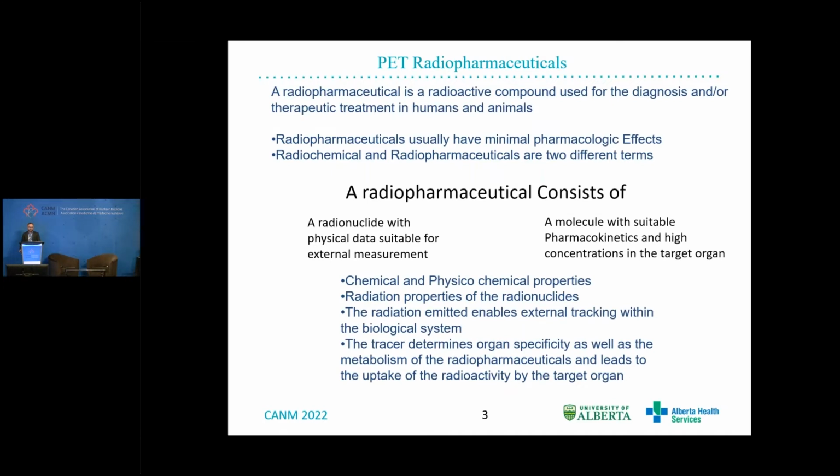This first slide is basically just going through what a radiopharmaceutical is. You guys have seen this a lot throughout the day. So basically, you have a radionuclide with the physical data that is suitable for what you want to do, and you couple it to a pharmaceutical with the pharmacokinetics that is needed.